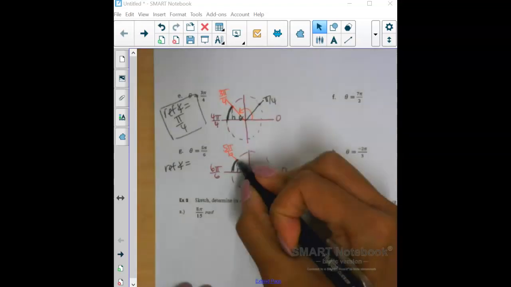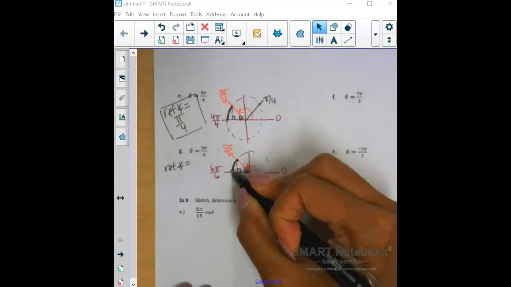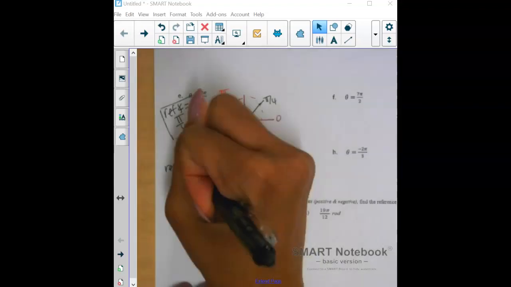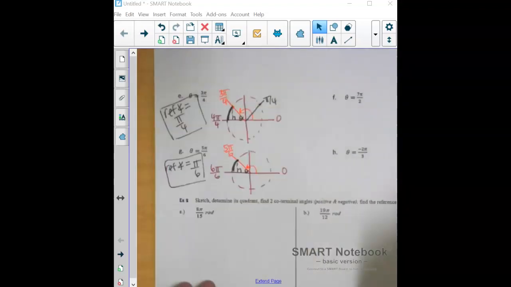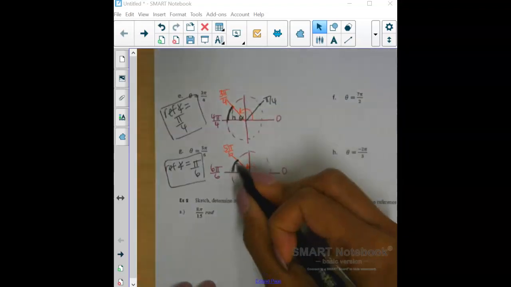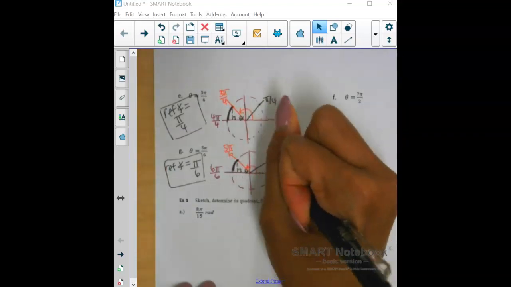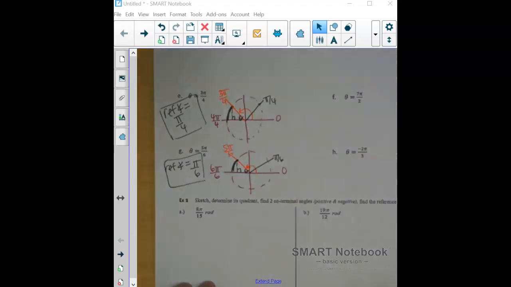You're going from 5 pi over 6 to 6 pi over 6. What's the distance between that? Okay, so we're just going to write that as pi over 6. That's it. That's all you're doing. So what that references is where this angle will have the same coordinates in the first quadrant, which we'll get to more over the next several days.